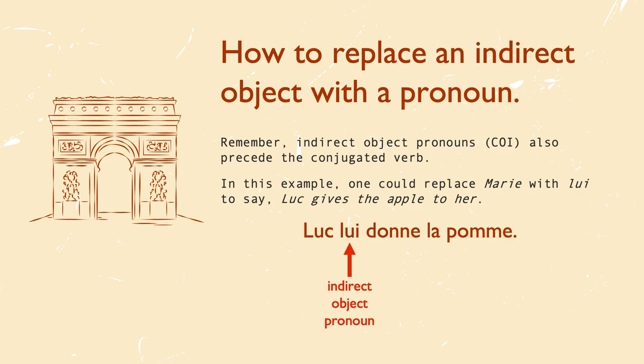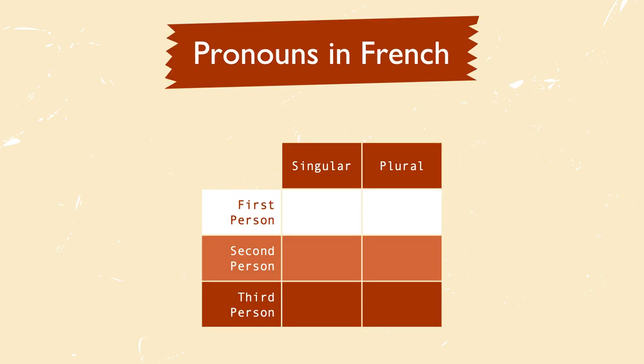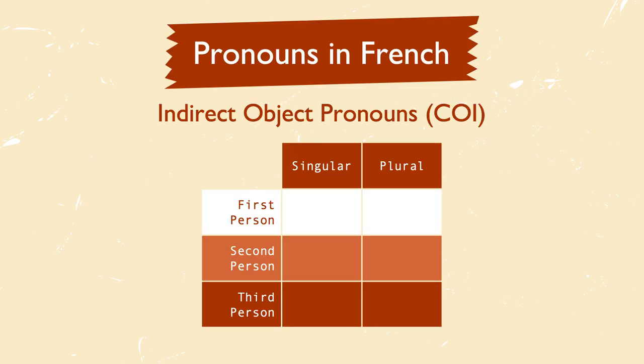Now, here's our table. You might want to write this down, of our pronouns in French. These are our indirect object pronouns, or as they're called in French, compléments d'objet indirects, COI. 2 columns, singular and plural. 3 rows, first person, second person, and third person. First one is me, or m apostrophe, before a vowel. Second person singular is te, t apostrophe, before a vowel, or vous, if you're speaking in a formal context. Third person singular is lui, for him or her, or it.